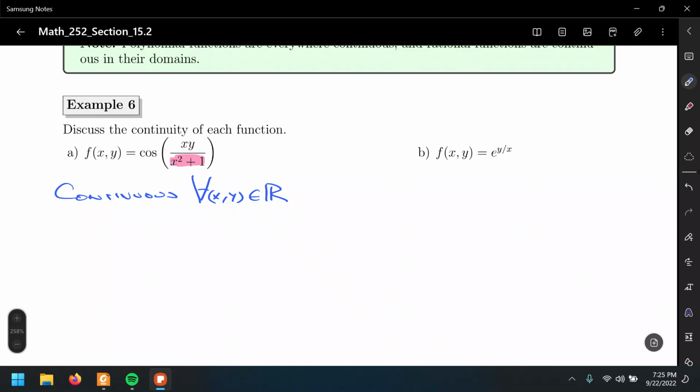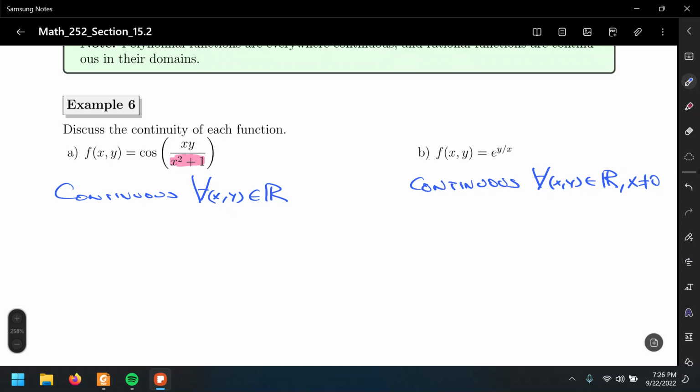So the exponential function, we don't have any issues with it, right? However, if we look at what we have in the exponent, we have an x in the denominator. That's some trouble, right? So we can say it's continuous for all x, y in the real numbers, except x cannot be 0, right? That's the only condition, as long as x is not 0. Otherwise, we're good with this function.